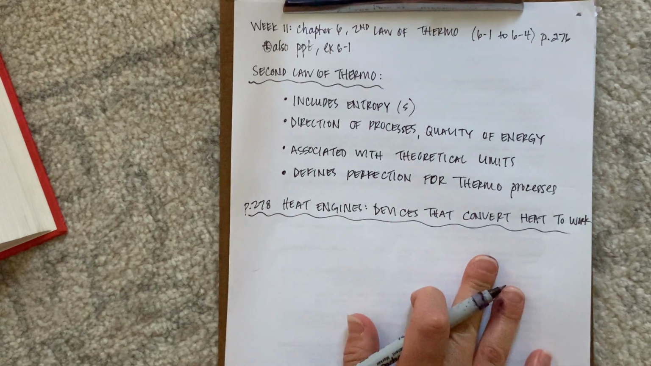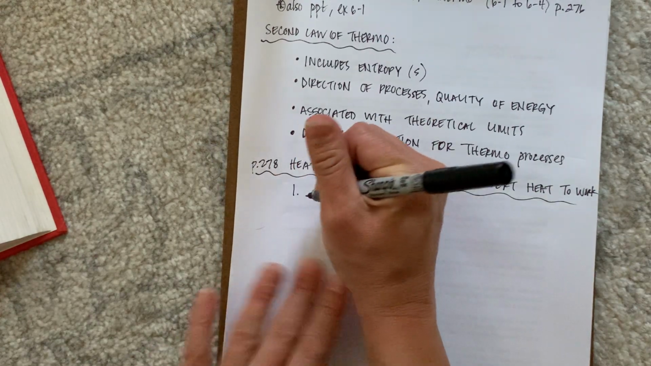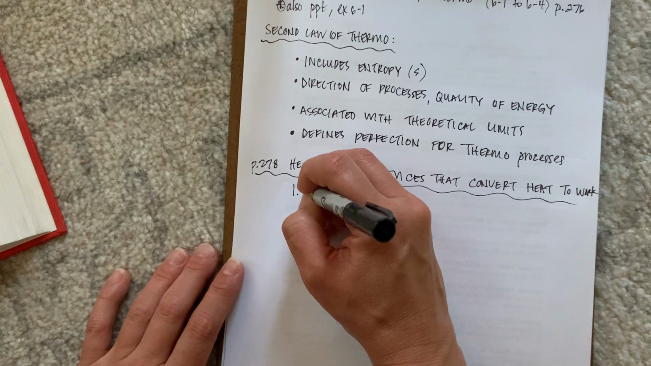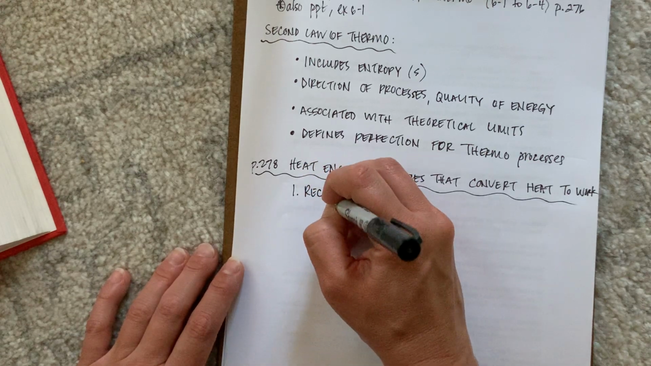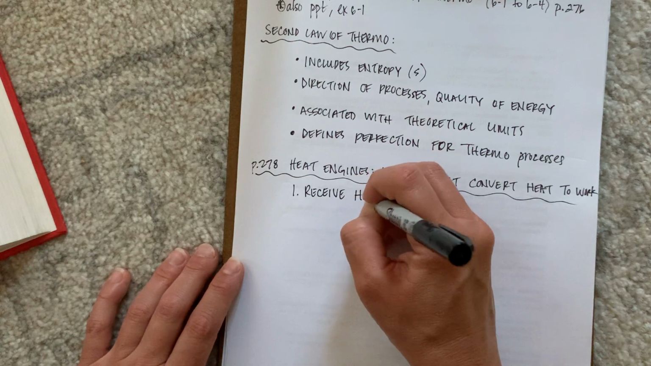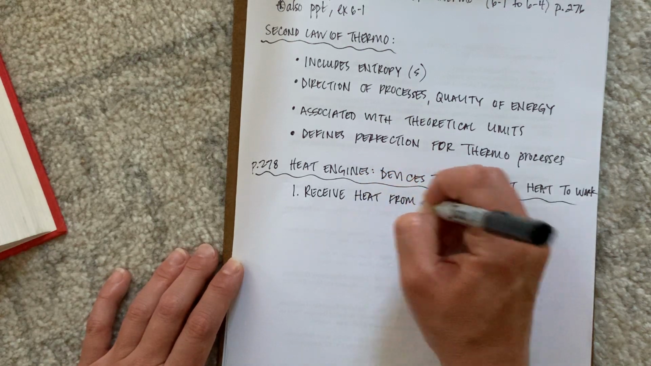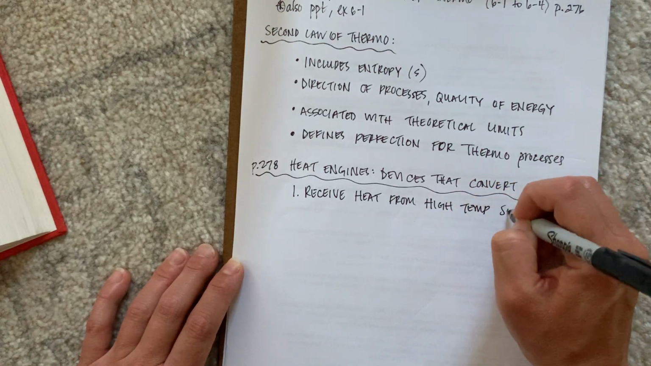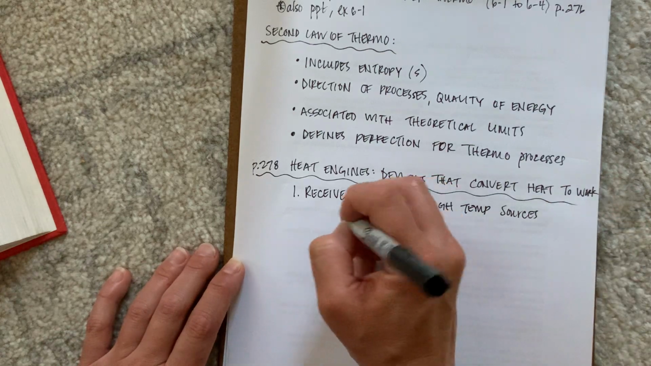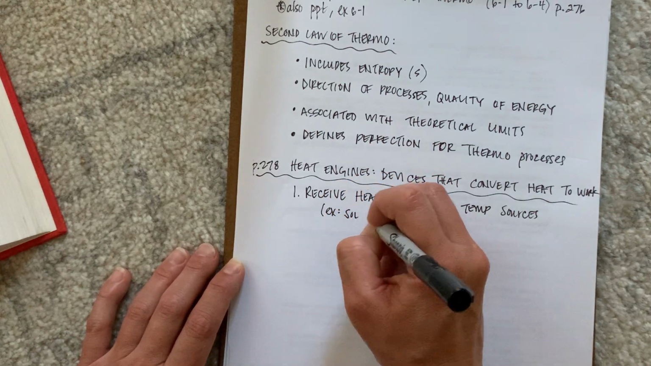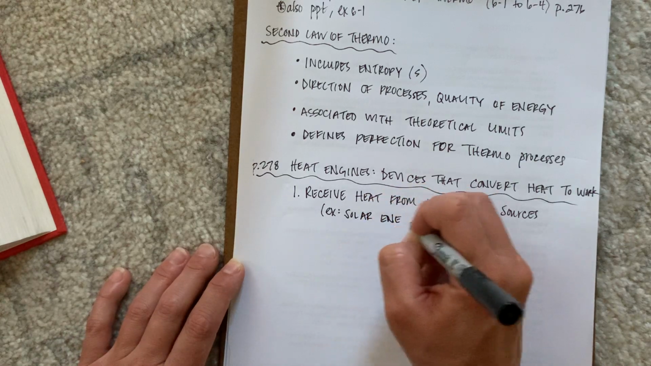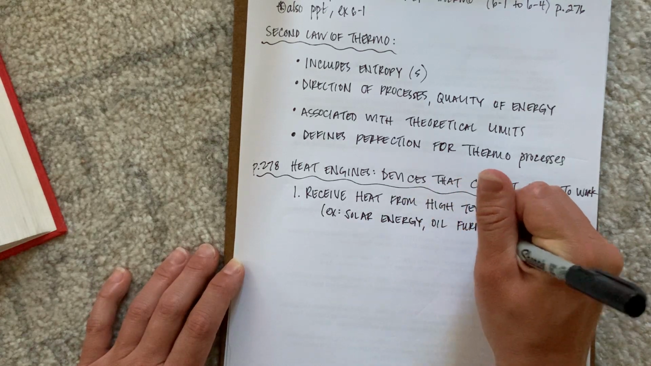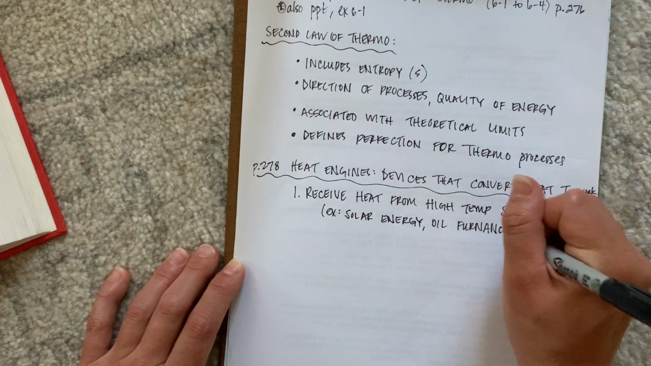For rules about heat engines, typically they receive heat from high temperature sources, such as a furnace. Receive heat from high temp sources. So examples would be solar energy, oil furnaces, or nuclear reactors.